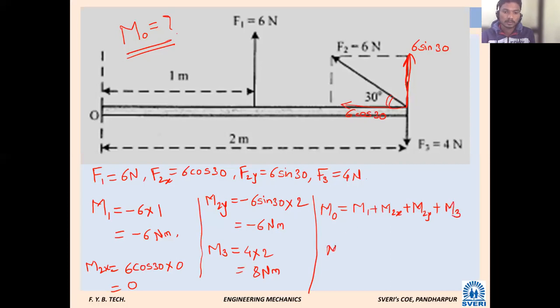Calculate. How much is it? Minus 4 Newton meter. So minus 6 plus 0 minus 6 plus 8. How much is it? Minus 4 Newton meter. Who got the answer 157?